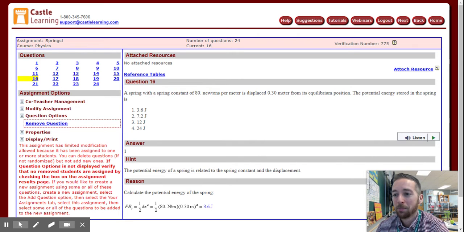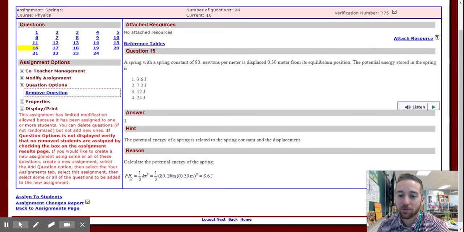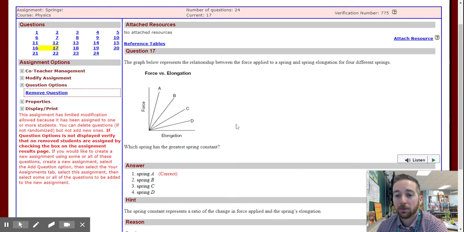Spring constant of 80, a displacement of 0.3, the potential energy. Should be very used to this. It's like taking free throws now. So potential energy of a spring, that's the equation we're using. 1/2 kx squared, they give us k, they give us x. Plug in, don't forget to square. 3.6.